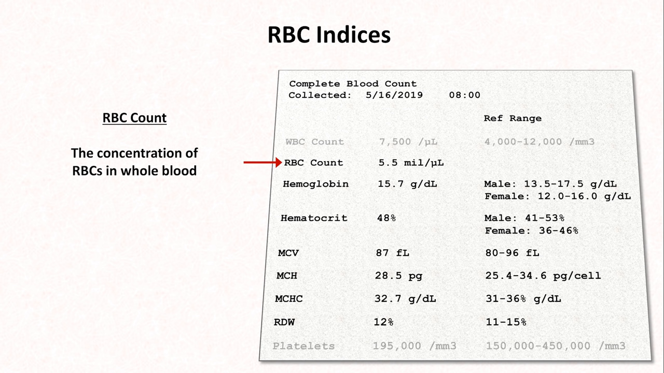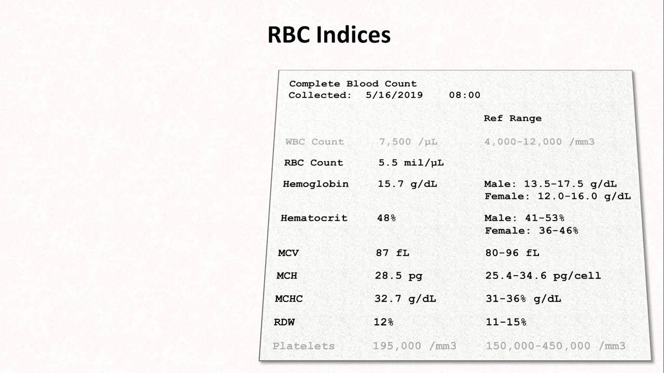That's because what's actually the most important about the red blood cells is not how many there are of them, but rather how much oxygen they can carry. Bigger cells carry more oxygen than smaller ones, and cells with more hemoglobin in them carry more oxygen than those with less hemoglobin. In other words, not all red cells are the same.